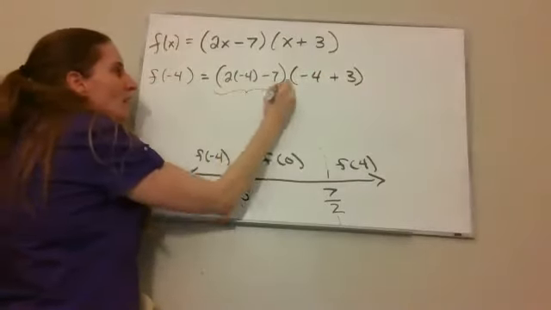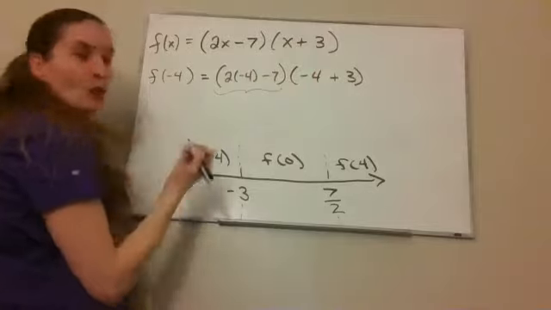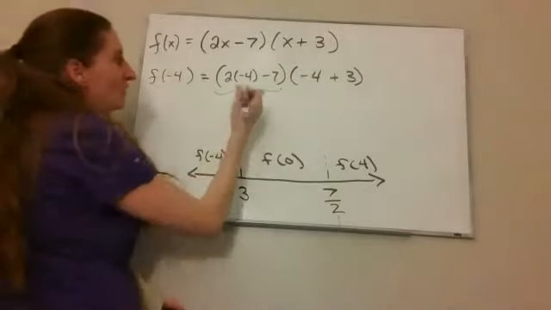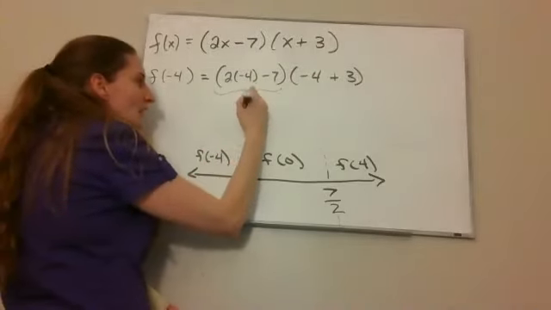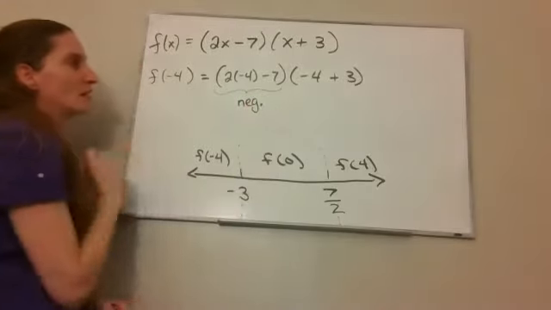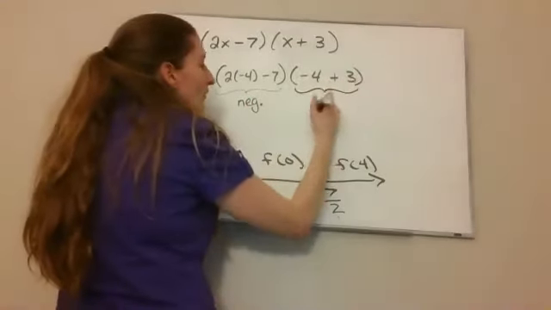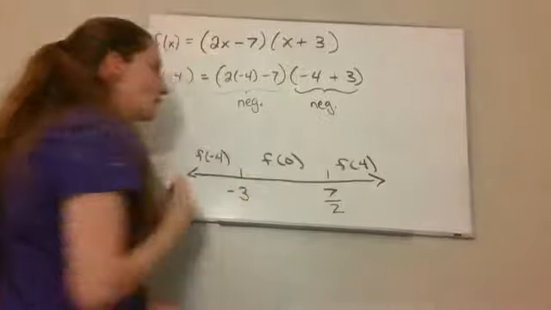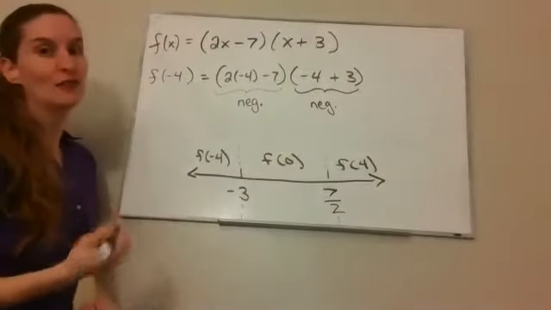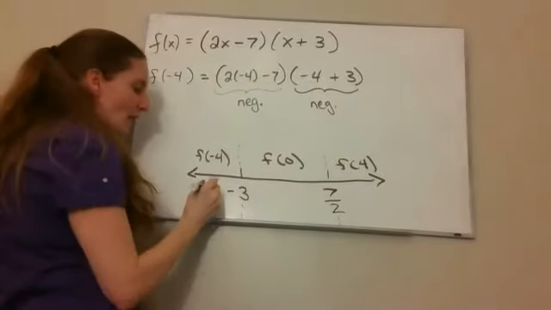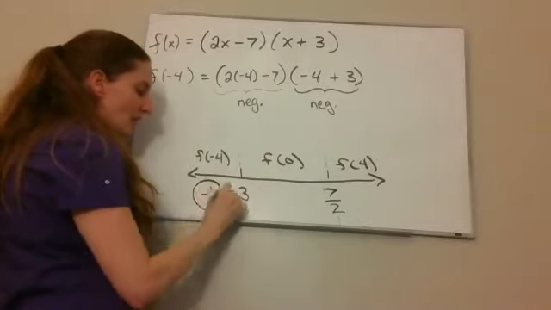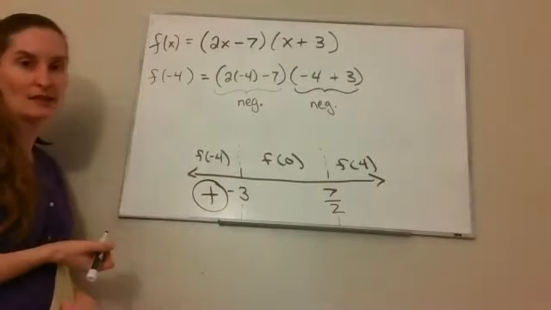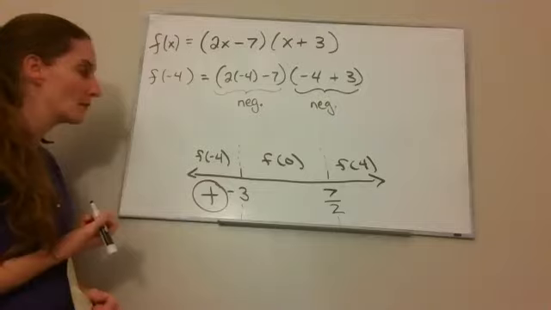Now this right here, 2 times -4 is -8. Minus 7 is even more negative. This is negative. -4 plus 3 is also negative. A negative times a negative is positive. So I know in this section of my number line, I get something positive, something greater than 0.